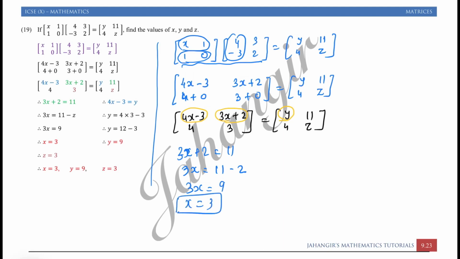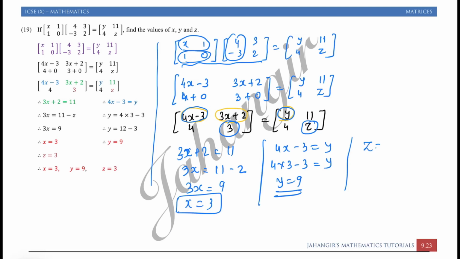Once we get x, now we can compare this part with this. So we have 4x minus 3 is equal to y. So already we know x is 3. So 4 into 3 minus 3, 12 minus 3, y is equal to 9. Now z is easily comparable, so you can say z is equal to 3. Okay. Now next.